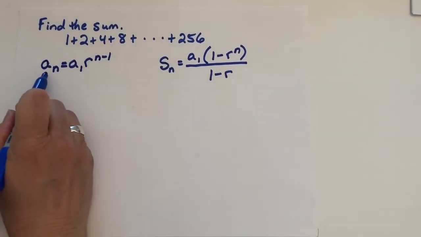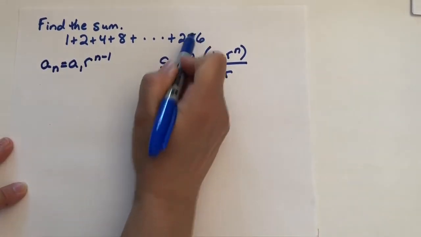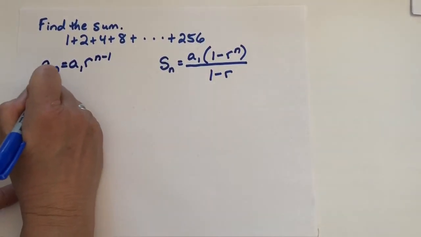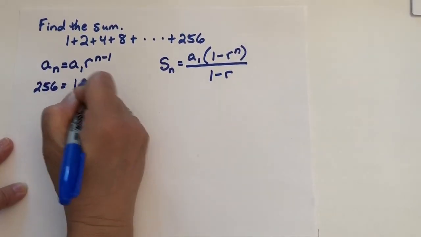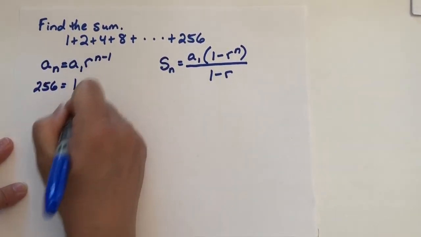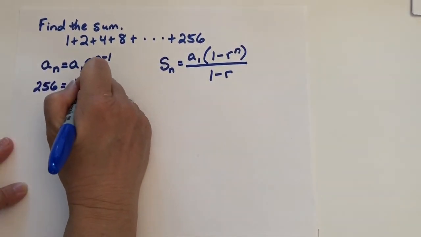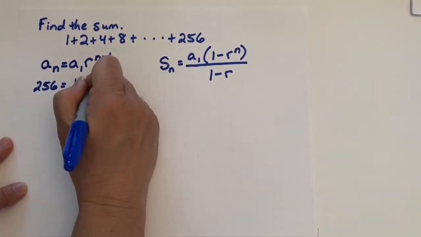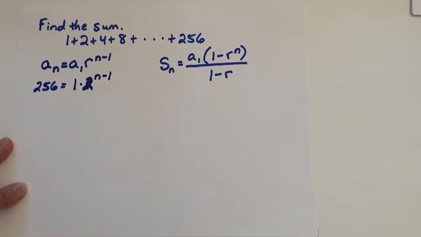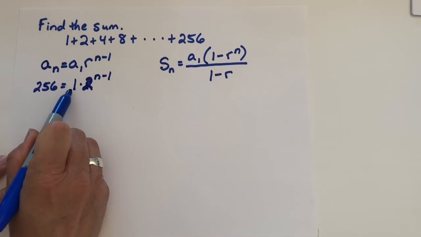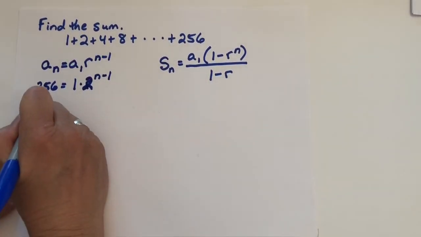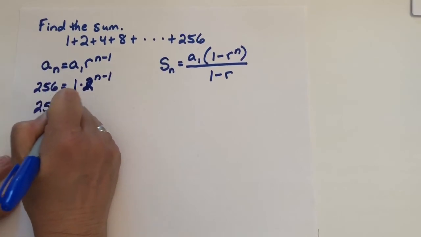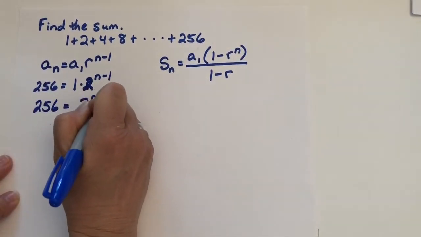So our nth term, this one, is 256. Our first term is 1, and we have r, which we know is 2. Let me substitute in the 2, to the n minus 1 power. So if we just take care of the 1, and I write it a little neater so that you can see that that's actually a 2, we have 256 equals 2 to the n minus 1 power.